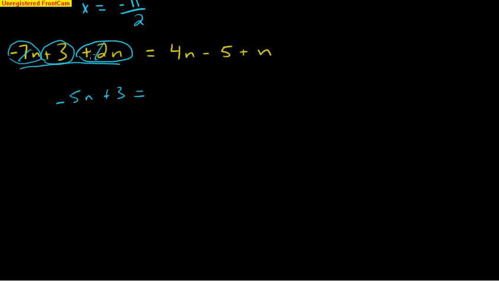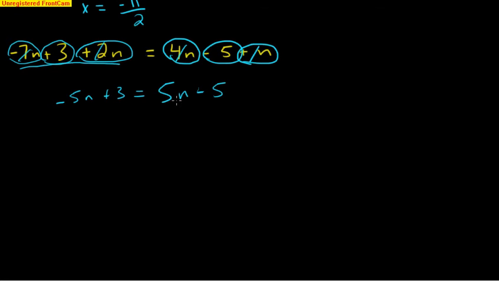So we simplified the left side. All we did was add our like terms. Now we look at the right side. Here we have a 4n plus another n is a total of 5n. Those were like terms. And then we have our minus 5. So we simplified both sides of the equation. There's nothing else we can simplify.